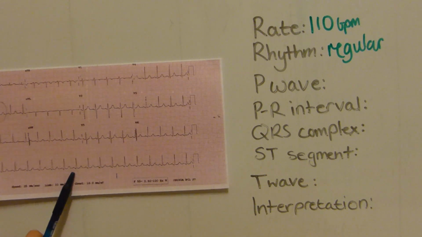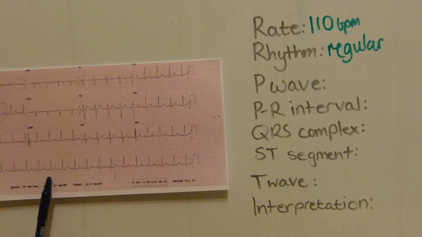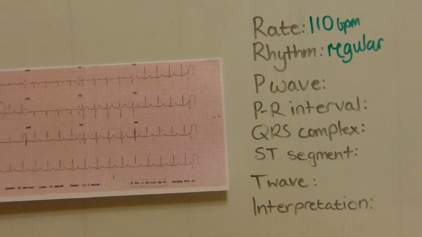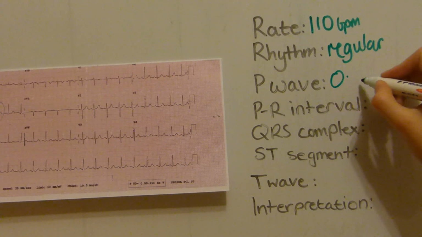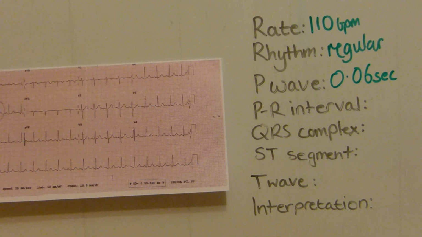The next step is to ensure that the P wave is the correct length of time. So if we look at this P wave here, it is 1.5 boxes. Each of those small boxes is 0.04 seconds. Therefore the P wave is 0.06 seconds. It's 1.5 boxes. And this shows the normal P wave, as a normal duration is less than 0.1 seconds.